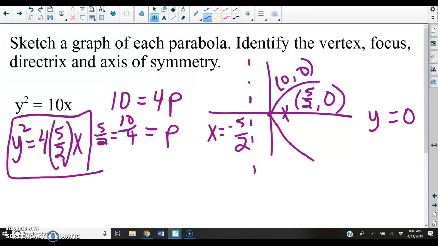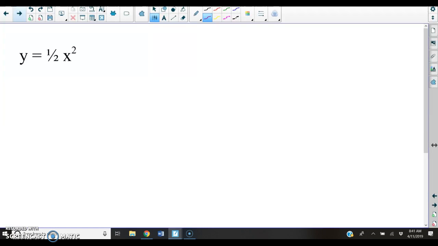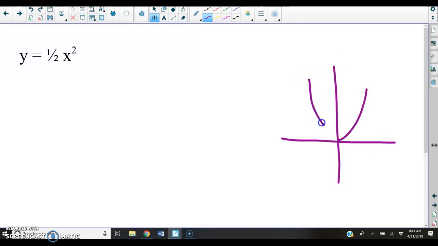And I've done what I said I was going to do. I identified the 2 points and the 2 lines that are important, the directrix and axis of symmetry. Okay, next one. Okay, this is a y equal, so I know it's going to go up and down. It's going to go this way. All right, that helps me.